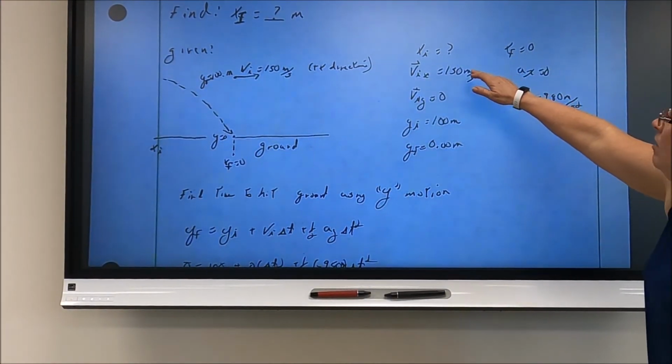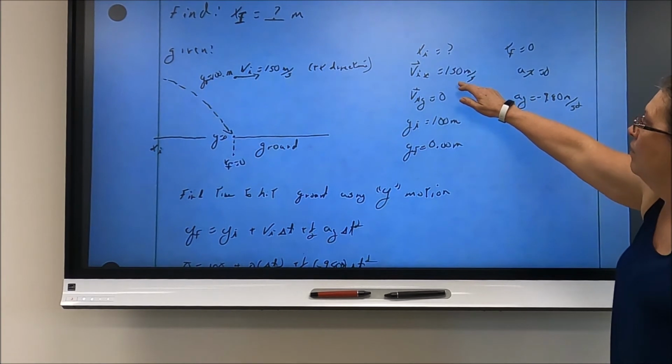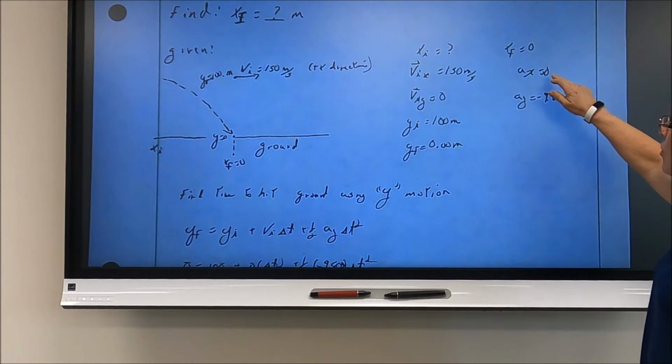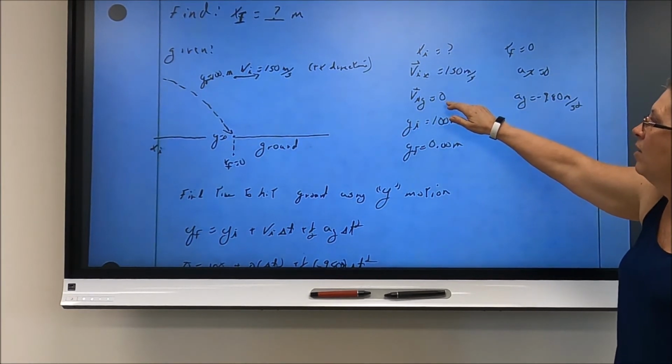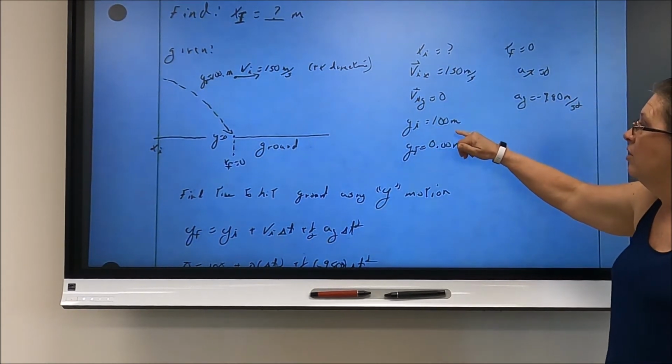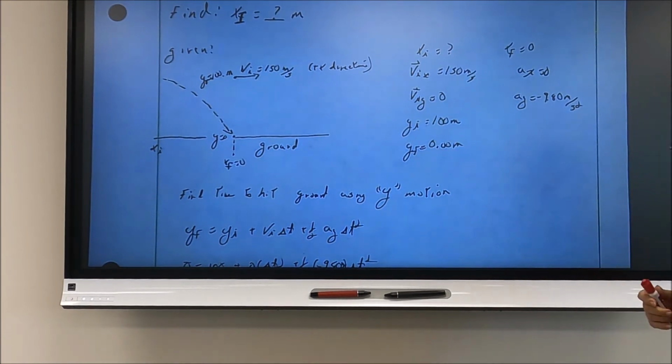So x initial, I want to find out when x final is 0. Velocity initially in the x direction is 150 meters per second. Acceleration in the x direction is 0. Velocity in the y direction is 0. Acceleration in the y direction is minus 9.80 meters per second squared. Y initial is 100 meters. Y final is 0 meters. Now, we have the most information about the y motion, so I'm going to work with the y motion first and try to find the time that it takes to hit the ground.